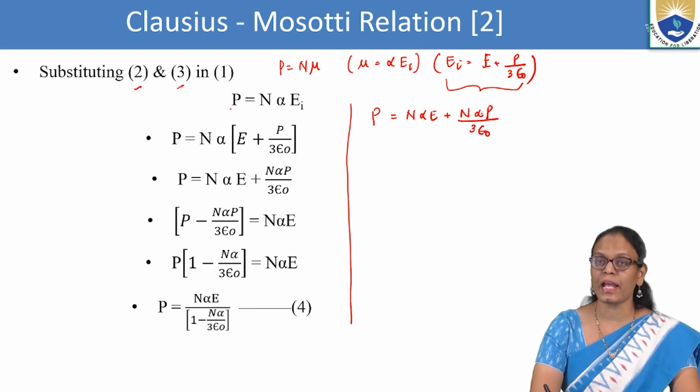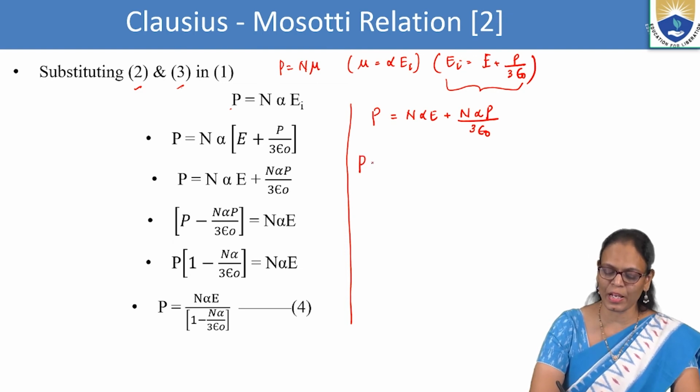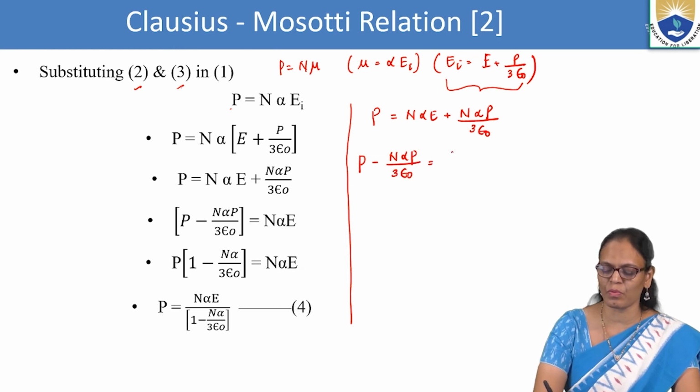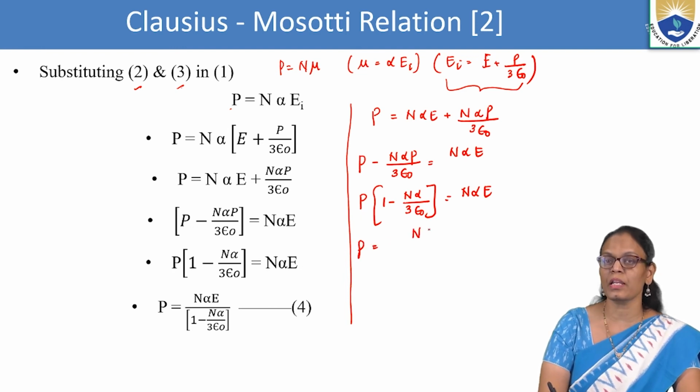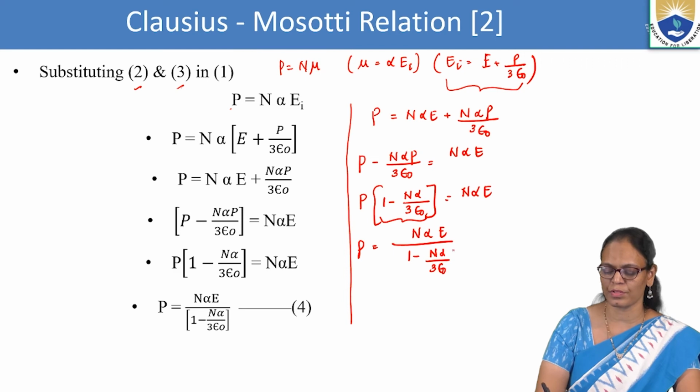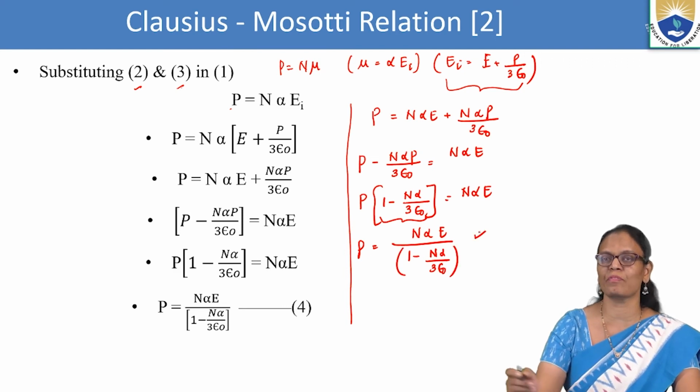Now I'll be taking this N alpha P onto this side. So P minus N alpha P by 3 epsilon naught will be equal to N alpha E. Here P is common in both the terms, so I can take that out as common. 1 minus N alpha by 3 epsilon naught is equal to N alpha E. So what will P be equal to now? N alpha E, the whole thing goes to the denominator: 1 minus N alpha by 3 epsilon naught. This is the value of P we got.